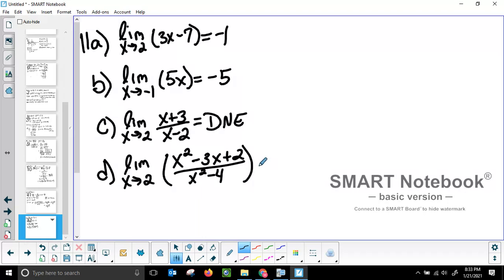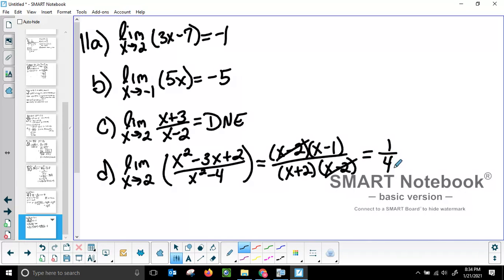That's when we know we want to do the divide out technique. So I can factor the top to x minus 2 and x minus 1, and the bottom, x plus 2, x minus 2. Well, of course, my x minus 2's will cancel out. Now I do direct substitution again with what is left. So when I plug in a 2, I get a 1 up top, I get a 4 in the bottom. So this limit is equal to 1/4.